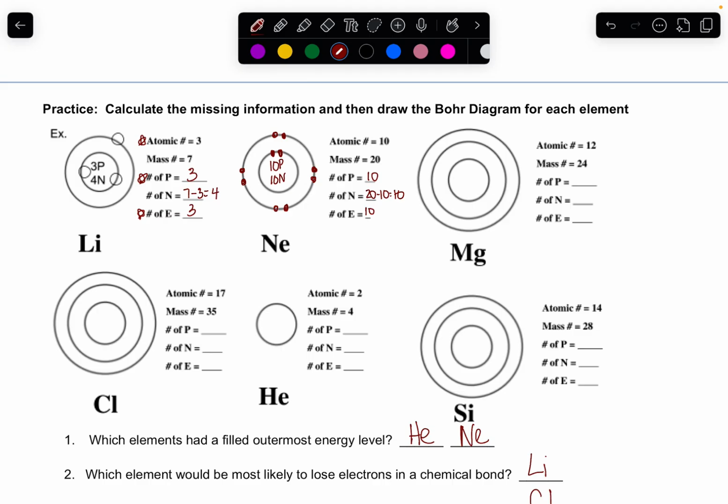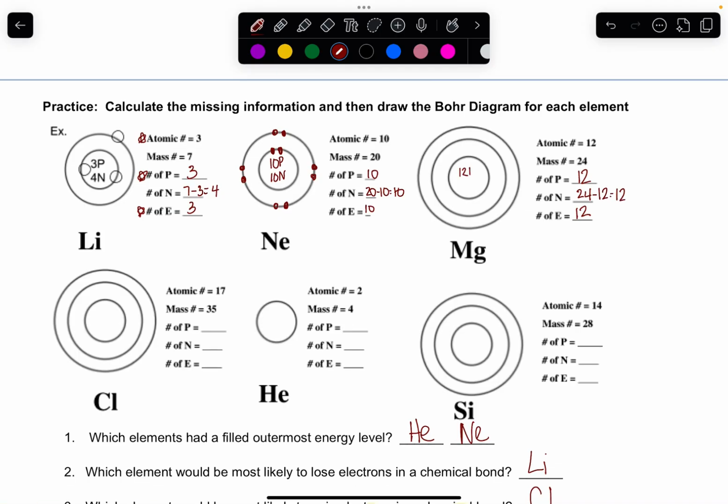Magnesium, I have an atomic number of 12, which means I have 12 protons and 12 electrons. My mass is 24 minus 12 protons, tells me that I have 12 neutrons left. And I'm going to put 12 protons and 12 neutrons in my middle. I'm going to start placing my electrons. My first energy level holds 1, 2. I bump out to my second level, 3, 4, 5, 6, 7, 8, 9, 10. Not done yet, though. I need 2 more, so I bump out to my third level, 11, and 12.